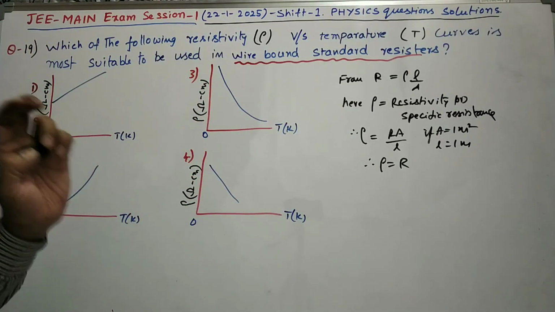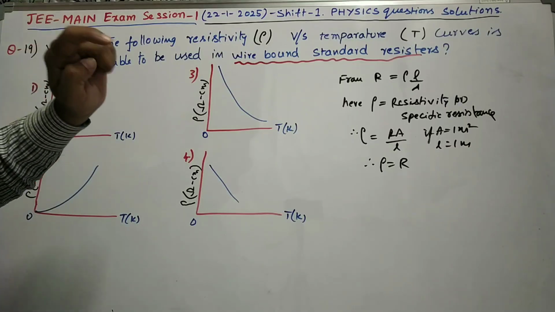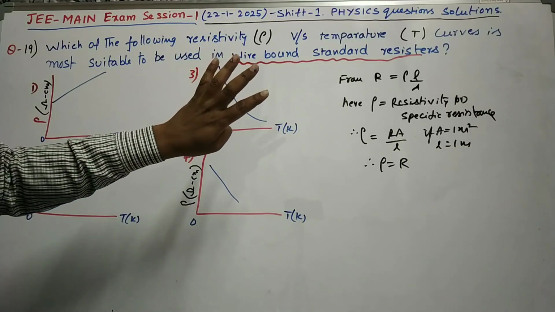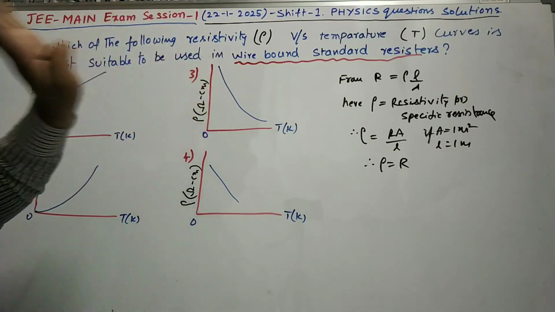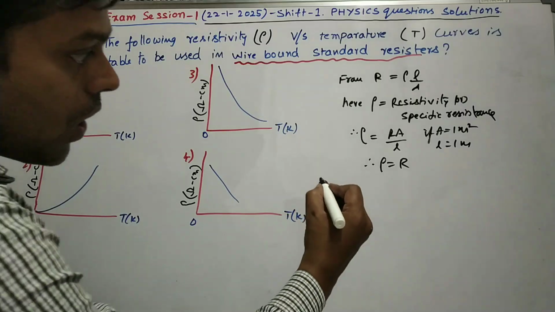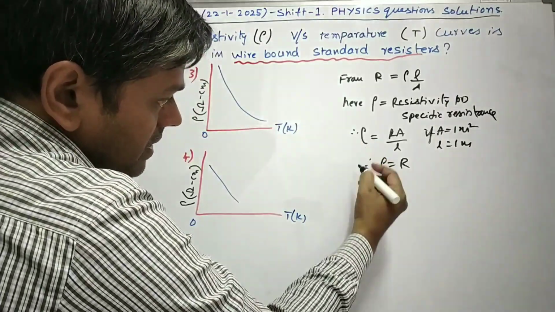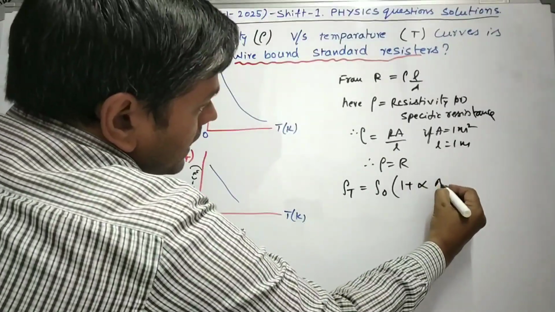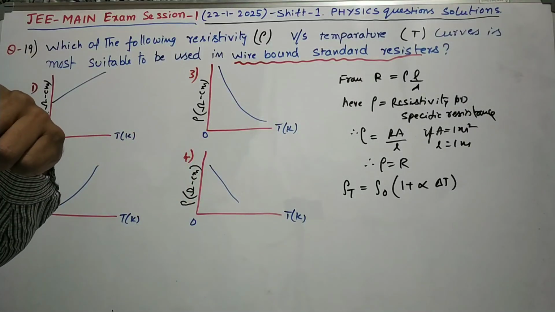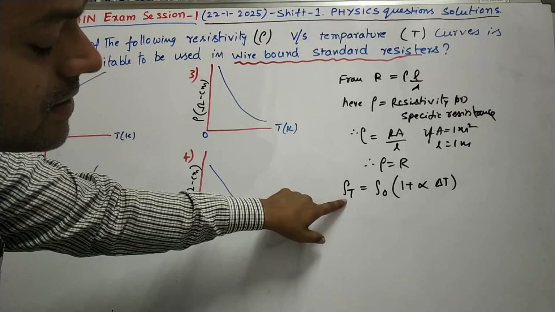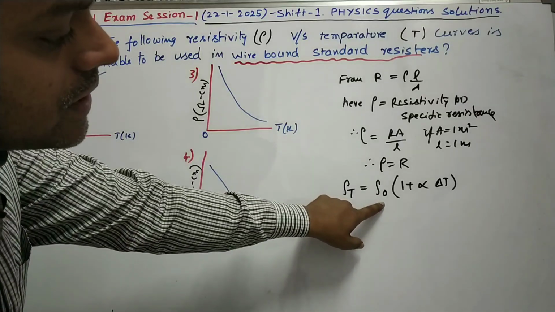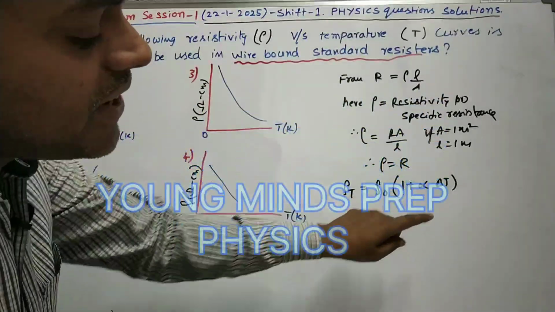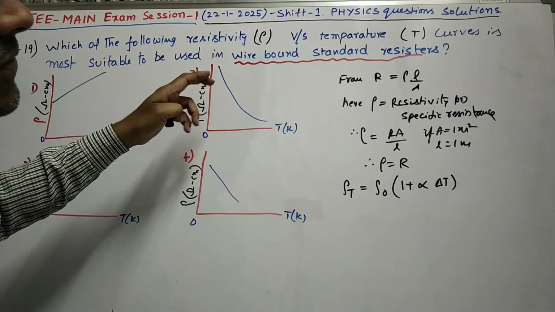Experiments reveal that the resistivity of a material is dependent on the temperature. Different materials do not exhibit the same dependence on temperature. So how does resistivity depend on temperature? Rho T is equal to rho naught into 1 plus alpha into delta T. Here rho T is the resistivity at temperature T, rho naught is the resistivity at the initial temperature, and alpha is the temperature coefficient of resistivity of that material.